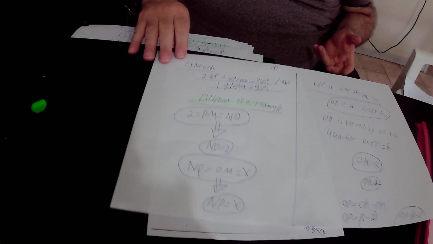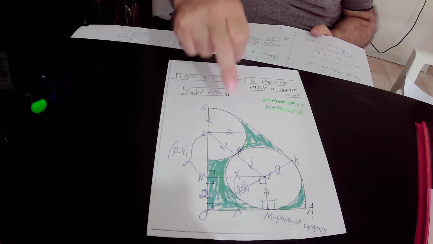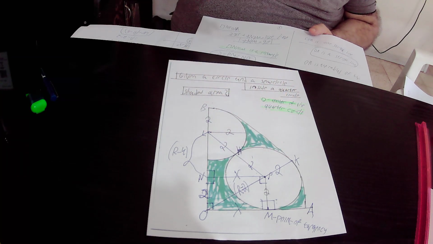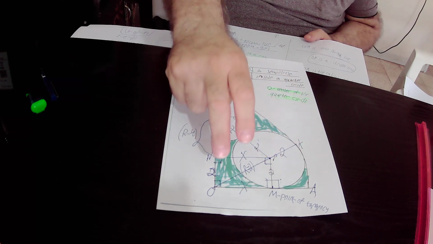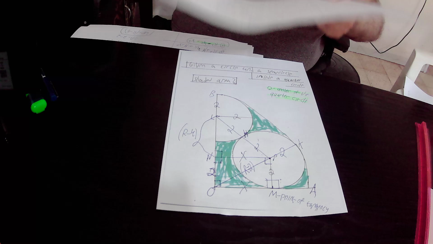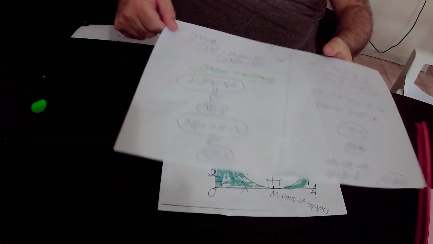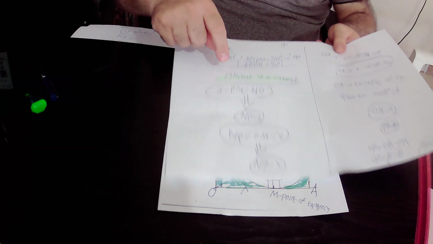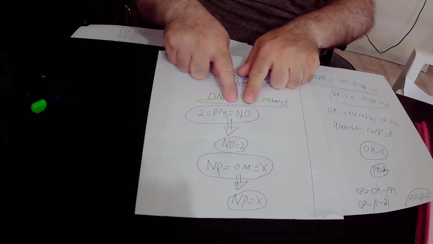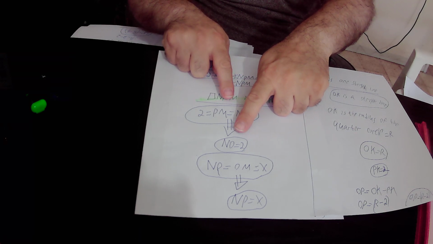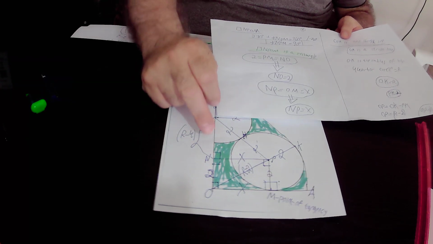Okay, but we also know that the opposite sides of a rectangle are equal to each other. That is to say, the opposite sides of rectangle NPOM are equal to each other. It means that PM equals NO, according to the rule that the opposite sides of a rectangle are equal. But we have already found out that PM equals 2, so we can write here that PM equals 2, and from this equation 2 equals PM equals NO, we derive that NO also equals 2 units.